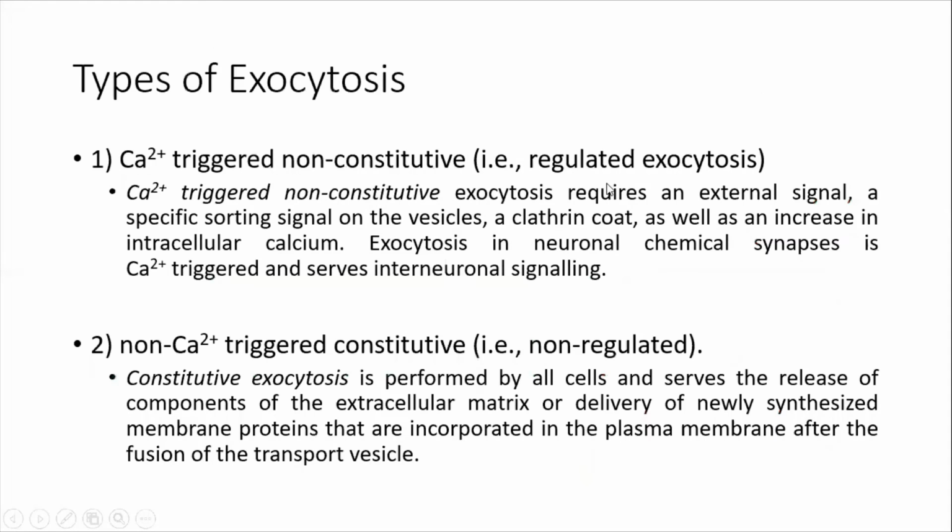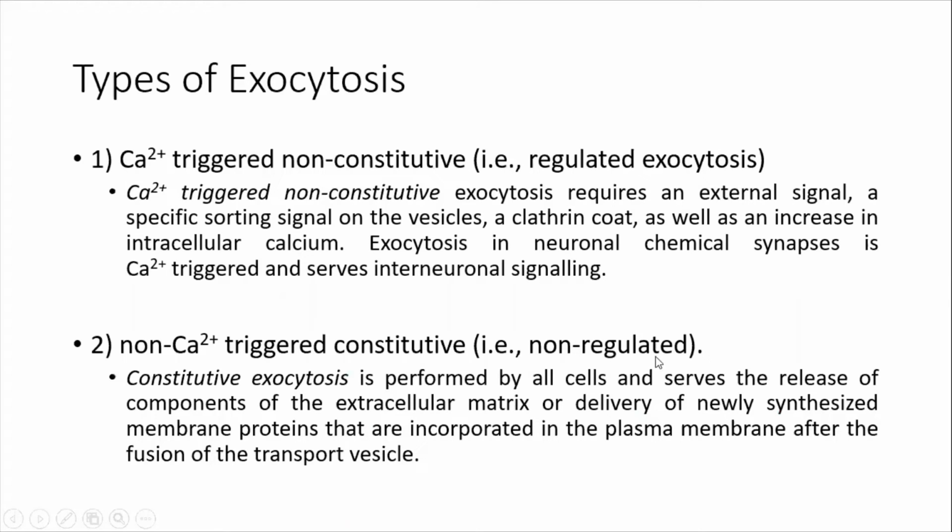Now, types of exocytosis, we have two types based on calcium. So we have calcium triggered non-constitutive and non-calcium triggered constitutive. In short, regulated and non-regulated. Calcium triggered is what we talk about with neurotransmitters. So it is the triggered non-constitutive exocytosis. It requires an external signal, a specific sorting signal on the vesicles like the clathrin coat, as well as an increase in intracellular calcium. Now this is happening in the case of the neuronal chemical synapse.